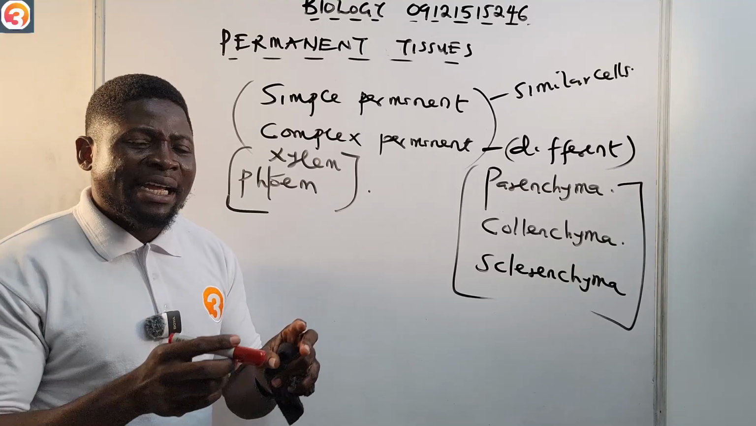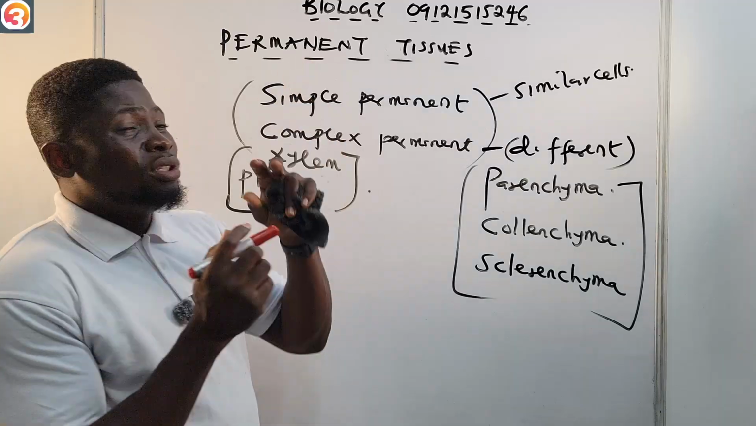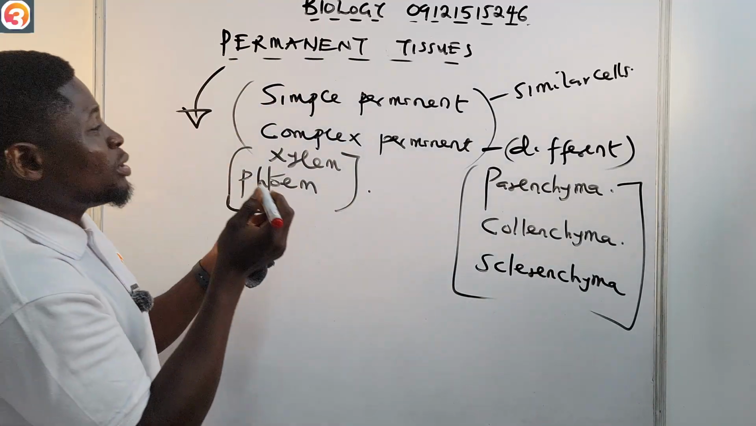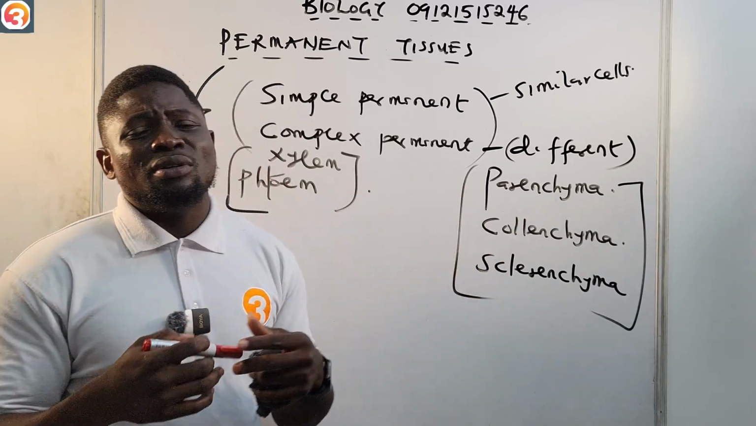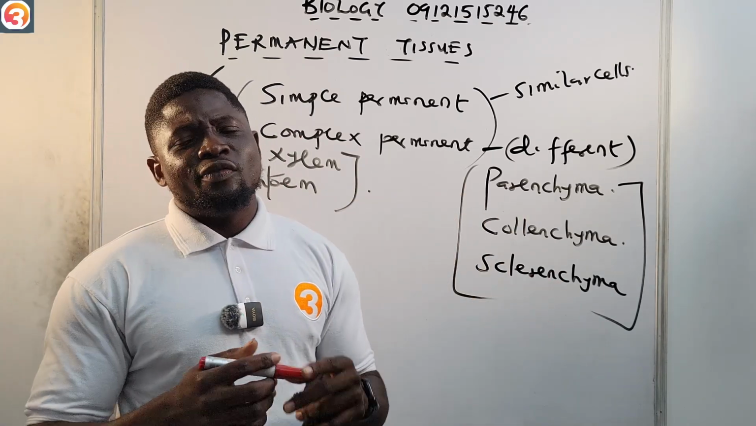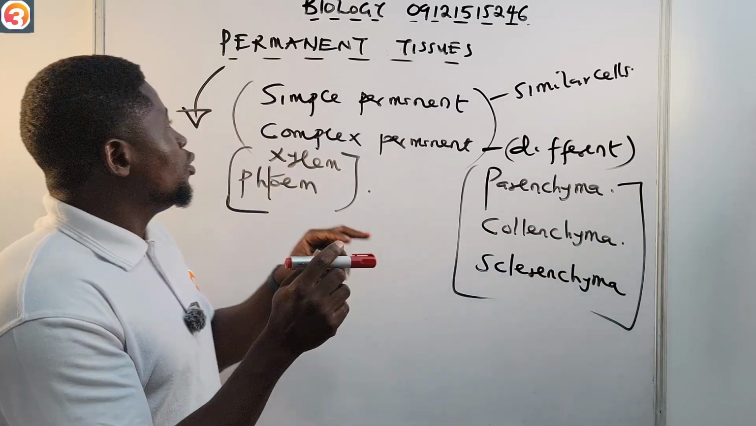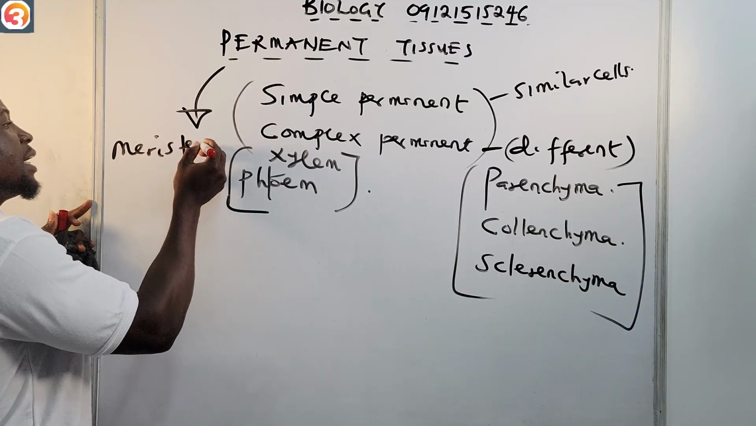Now, these permanent tissues actually come from the meristematic tissue, the one we looked at in the last episode. If you have not watched the last episode, go and watch that one first, then come and join us here so that you can understand the flow of the topic. So the permanent tissues are formed from what? From the meristematic tissues.